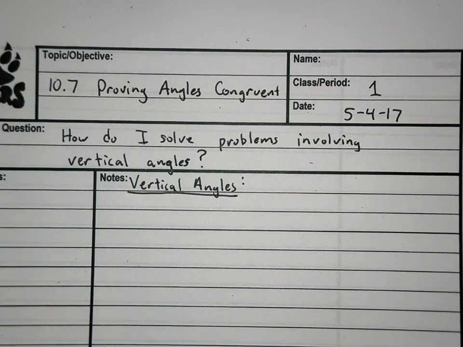In 10.7, we're going to be dealing with more proofs like we did in 10.6, but the new stuff we're going to add are these things called vertical angles. I don't think I've ever defined for you what vertical angles are, so I'm definitely going to tell you what vertical angles are.